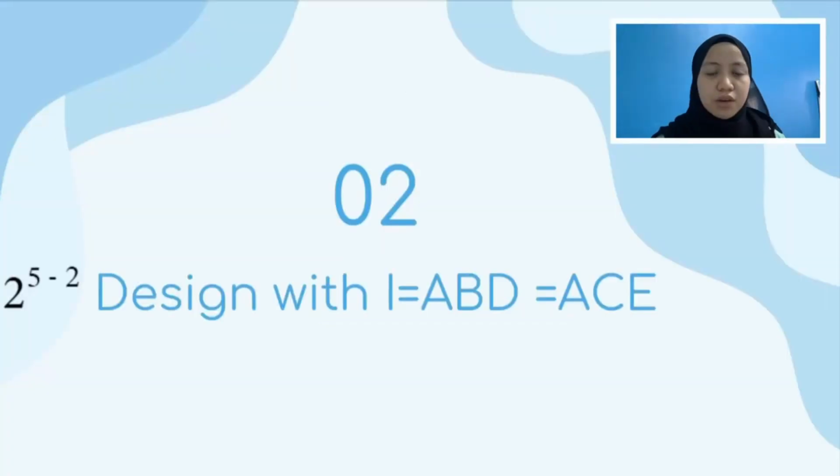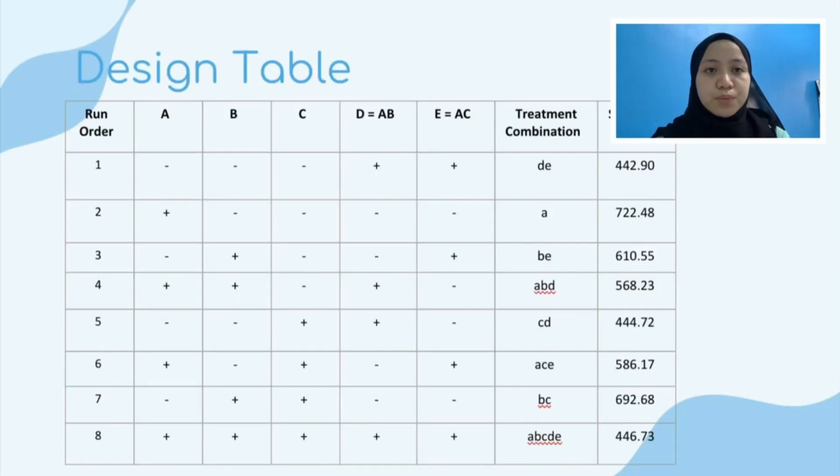Thank you. I will proceed with the second part of this experiment, which is the design of 2 to the power of 5 minus 2 with generators ABD and ACE. We proceed with the design table. We have the plus and minus table, and we have the run order. We have column A, B, C, D, E, and the treatment combination, and also the value of the strength from it.